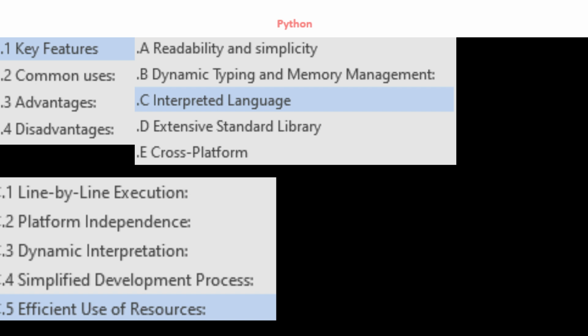On-the-fly execution. Code execution can begin without the need for pre-processing, which is particularly useful for scripting and automation tasks. Example: automating system tasks or data processing pipelines with Python scripts that can be modified and executed immediately.